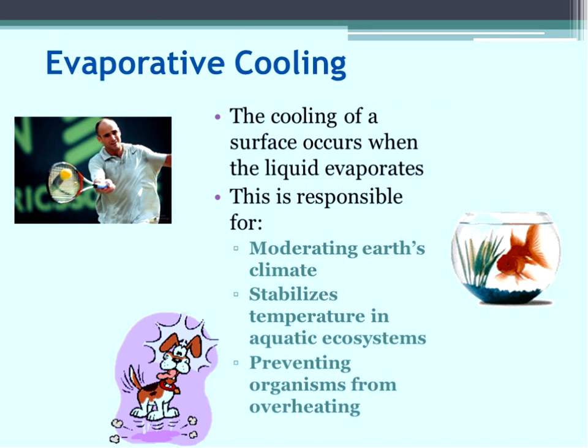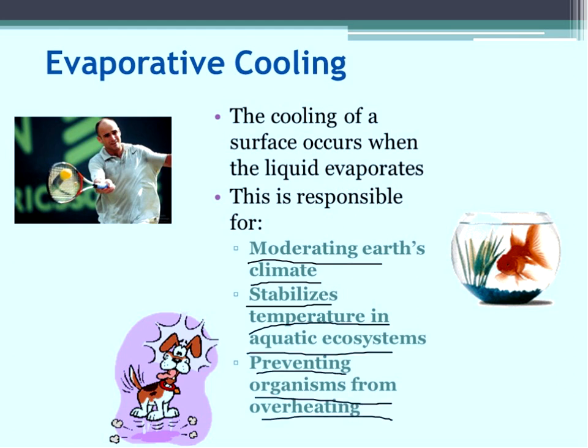Okay, so it also does evaporative cooling. That's when a surface occurs when the liquid evaporates. This helps moderating the climate as well. It stabilizes temperatures. It prevents organisms from overheating. This is evaporation. This is sweating. This is releasing water back into the air. All that humidity, that's evaporative cooling. That's the Earth trying to cool itself off. When we sweat, that's the same thing when Earth evaporates. It's trying to cool itself off. So it does that as well.